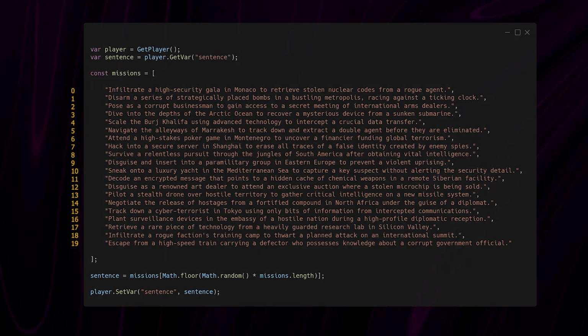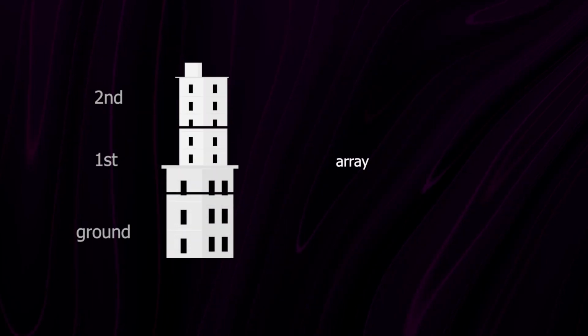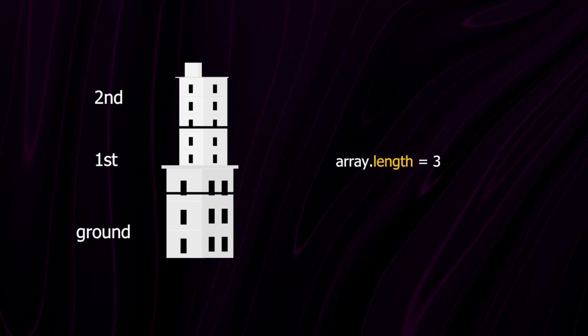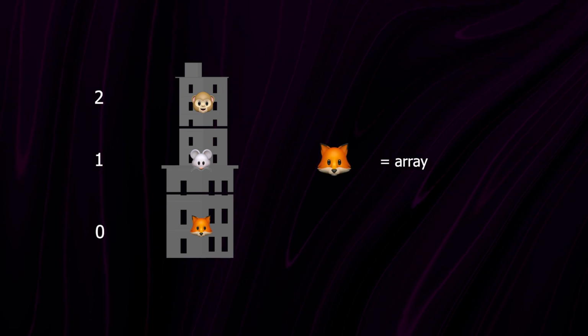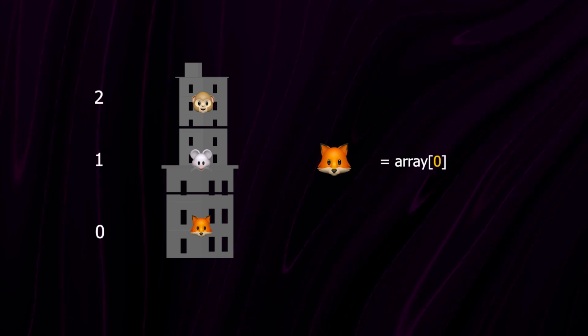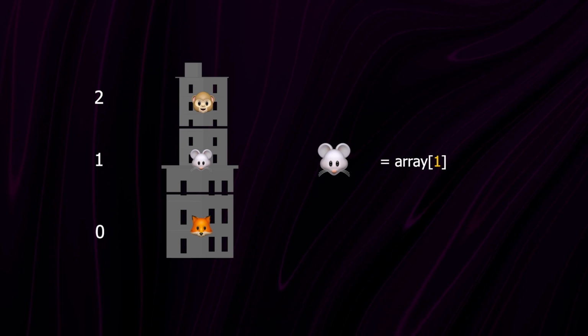Now imagine the array like a building with several floors. The number of floors, including the ground floor, is how many elements we have in our array. Our array length. On each floor, we have an element. If we want to get this element from the ground floor, we have to tell the array to get the element at index 0. Array indexes always start from 0. The second element resides on the first floor, so to get it, we have to tell the array to get the element at index 1.